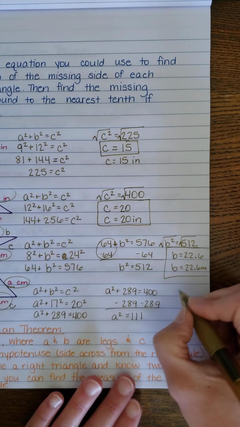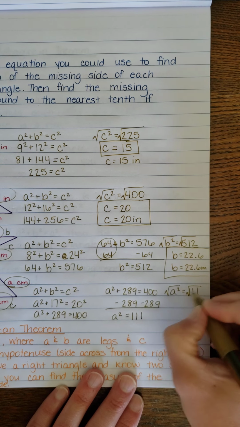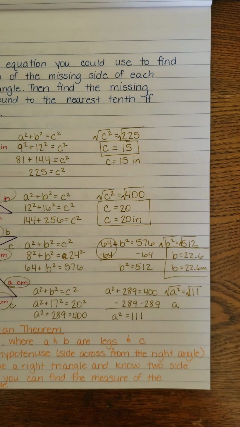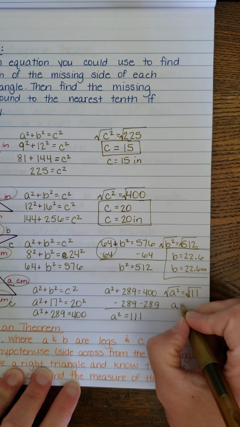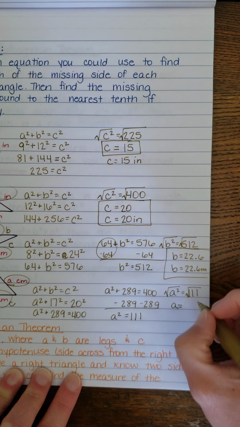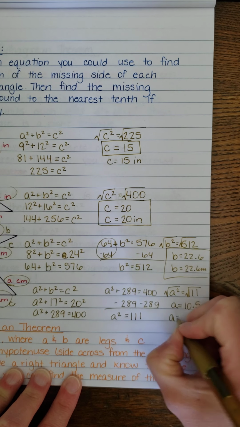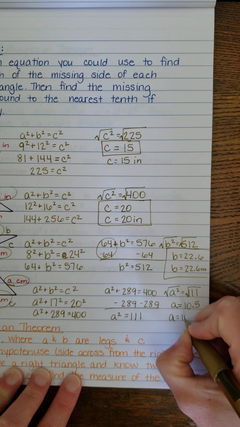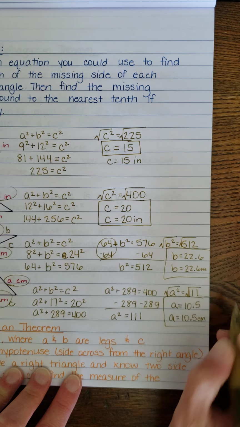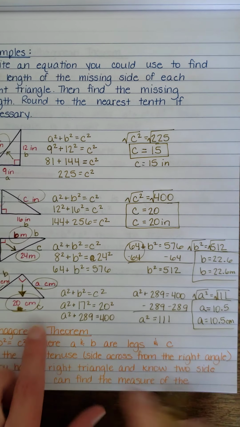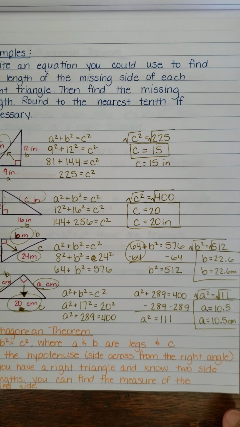So if I want A squared or A by itself, I have to take the square root of each side. So the square root of A squared is A. And the square root of 111, again, that is not a perfect square. So when you take the square root of it and round to the nearest tenth, you get 10.5. So side A was 10.5 centimeters. And if we look over here, the hypotenuse was 20 centimeters, so what we get should be less than that, and it is.